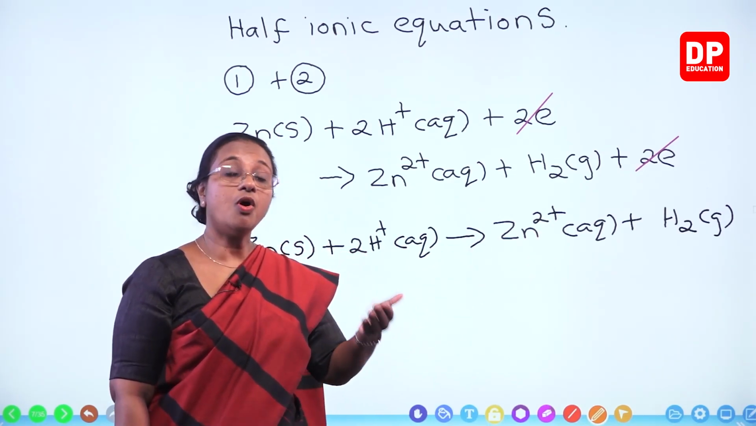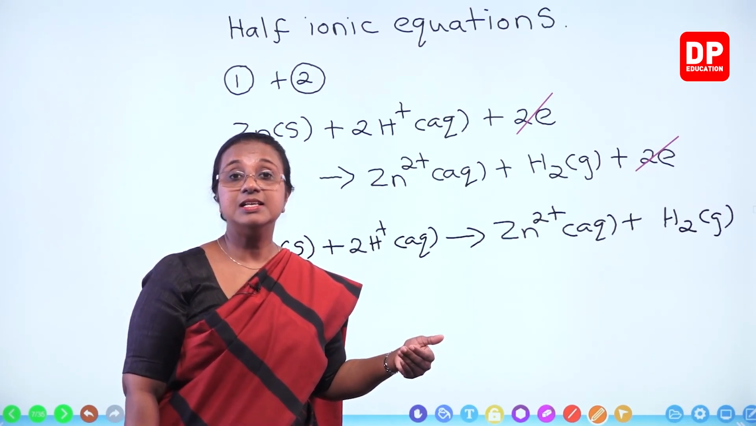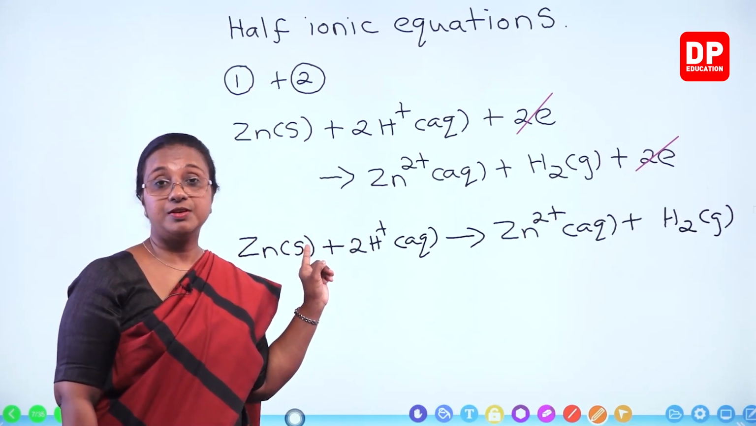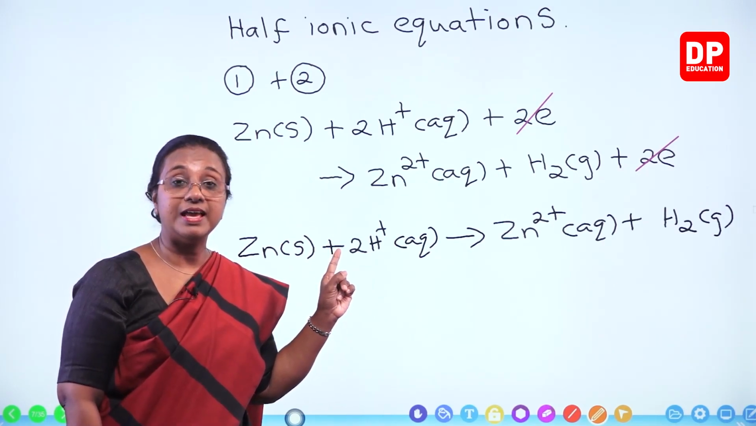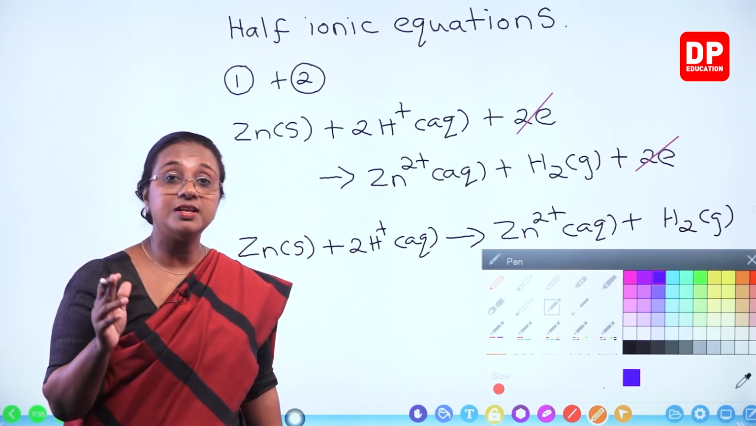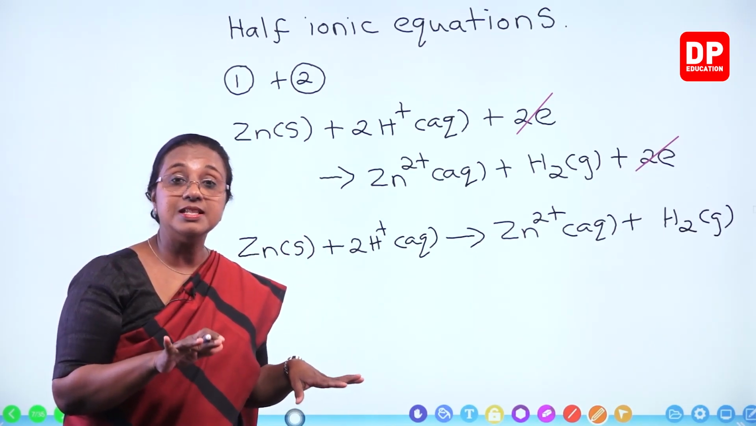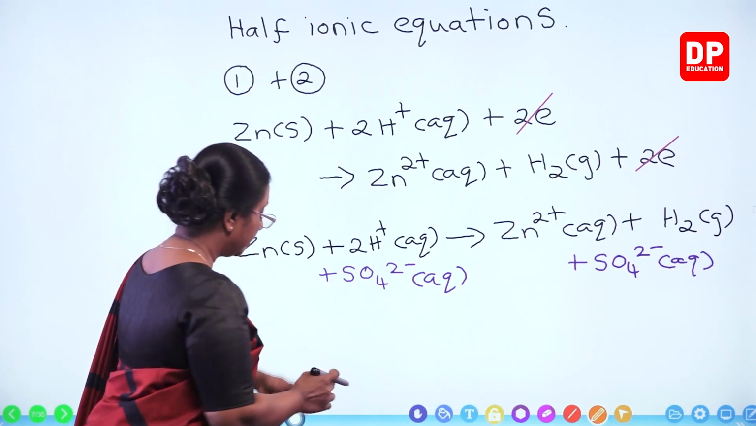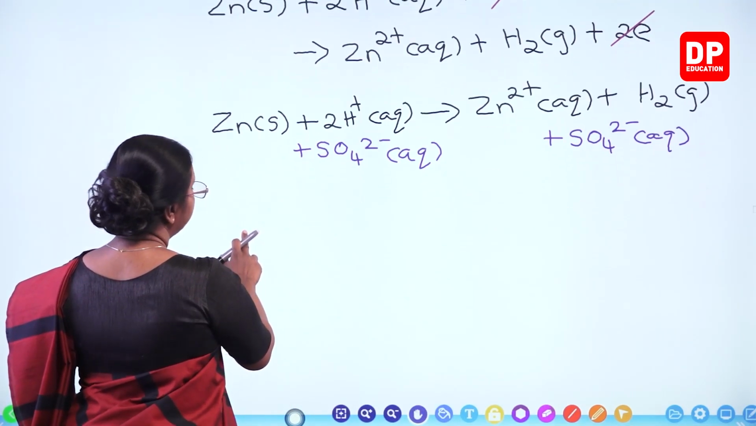And in this, already there is sulfate ion in the solution. Why? We got these H plus ions from sulfuric acid. So there were sulfate ions. Because the sulfate ion does not undergo any change, it remains in the solution as it is. So you can add SO4 2 minus ions to either side. Here also they are in the aqueous state. So then you can rewrite the full equation.